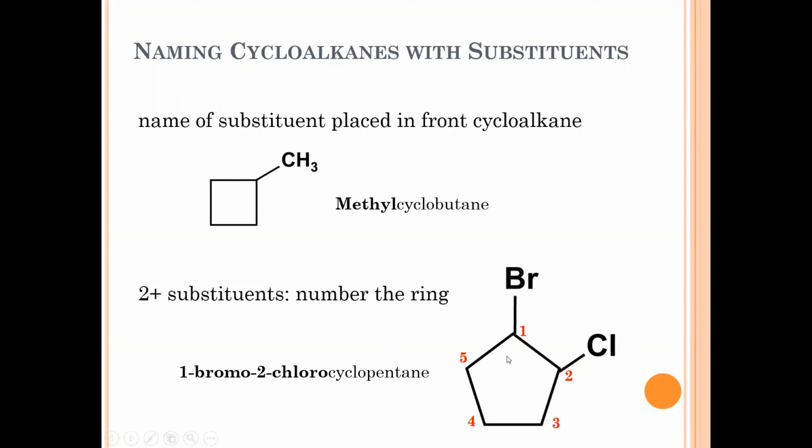Because this cyclopentane has 2 groups, I have a Br and a Cl. Instead of going Cl then Br, I go alphabetically. So this becomes carbon 1. And then I'm going to number in the direction so my other groups are low numbers as well. So I'm going to go 1, 2, 3, 4, 5. This now is a 1-bromo-2-chlorocyclopentane.